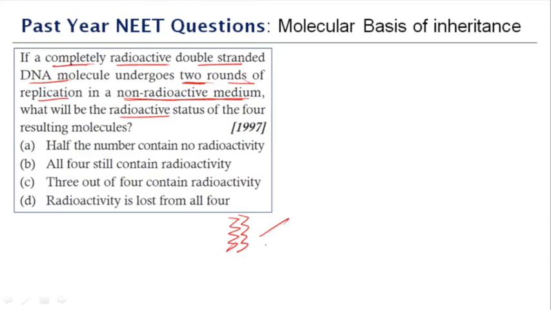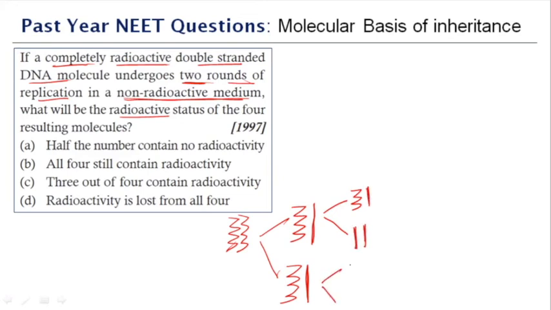DNA replication is semi-conservative. In the first round, what will happen? The old strands that are radioactive will be conserved and a new strand, for example this non-radioactive strand, will be synthesized. So this already comes from before. And then there will be the second round of replication where again this one will be retained and this one will be retained and the new ones will be there. And similarly for this one, and then the new strands will be synthesized. So what will be the radioactive status of the 4 strands?